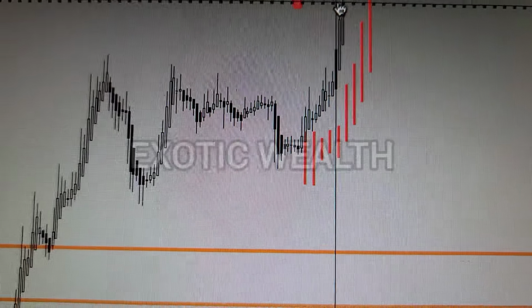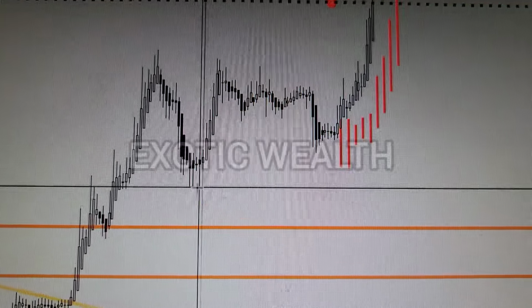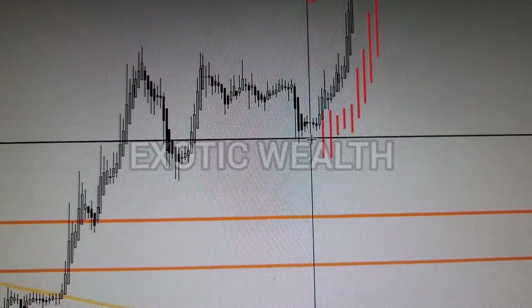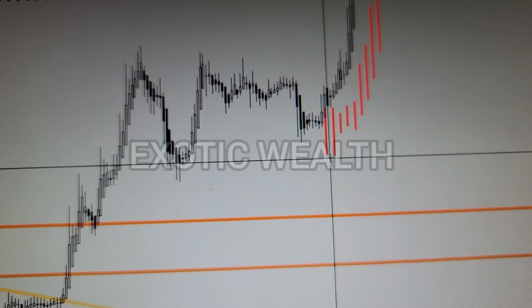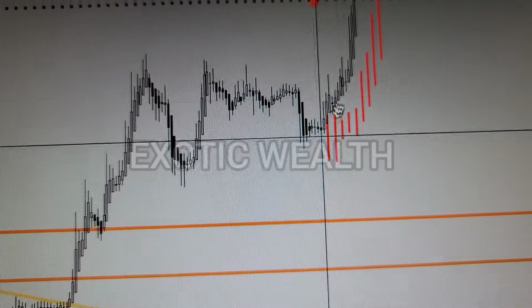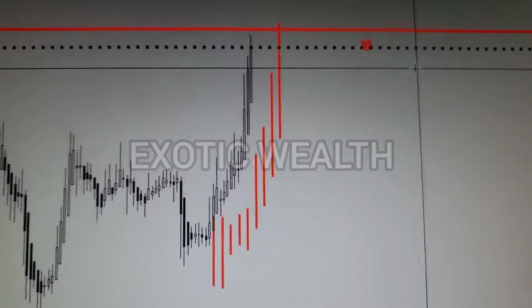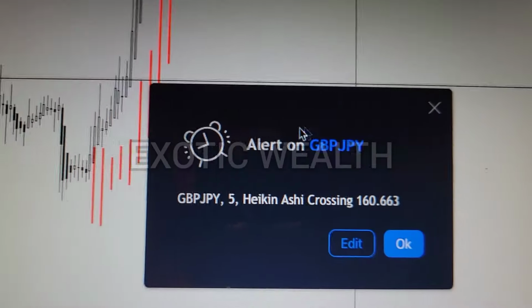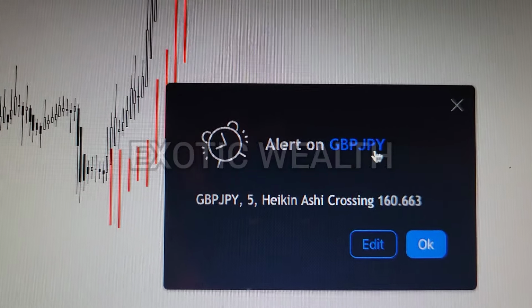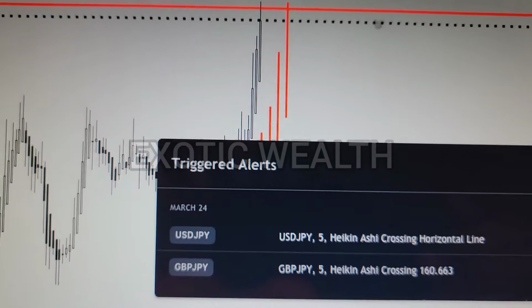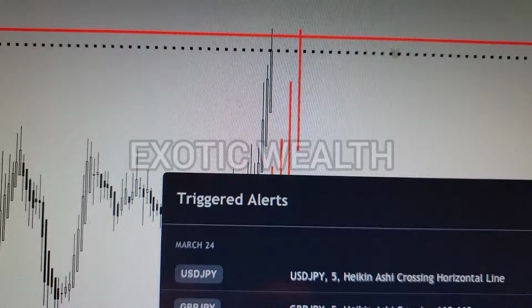I showed you the bar pattern over here. Remember, I did the bar pattern from this low to this high, and I did the bar pattern again from this low right here to this high. And look at this. Everything just comes together. Now, as you see, GBP JPY, my alert was hit. Let's go see the move. Let's go. But first, look at it.